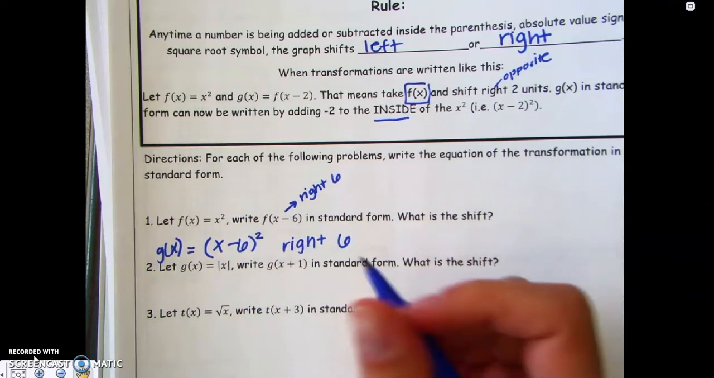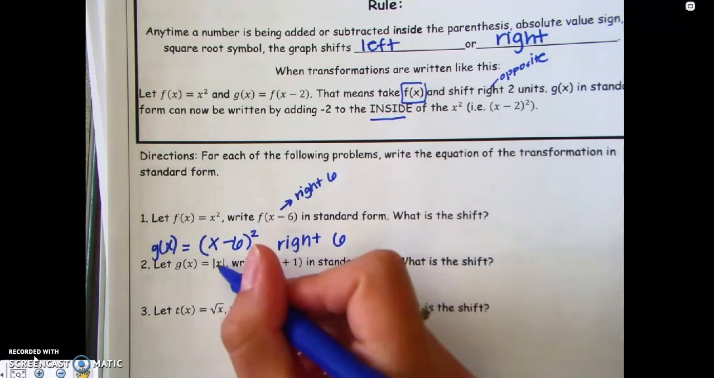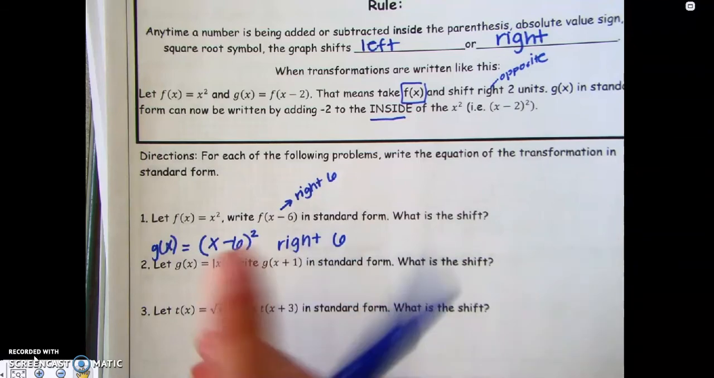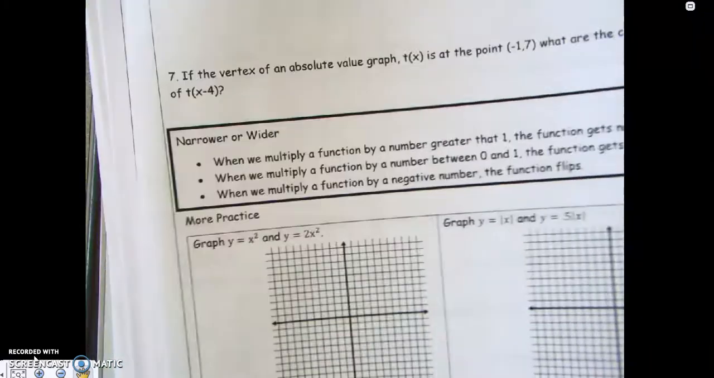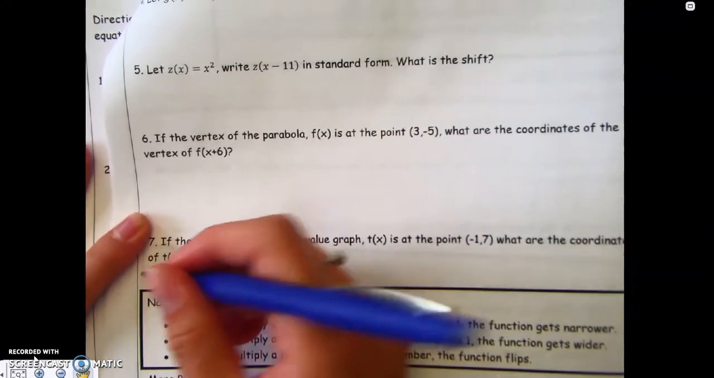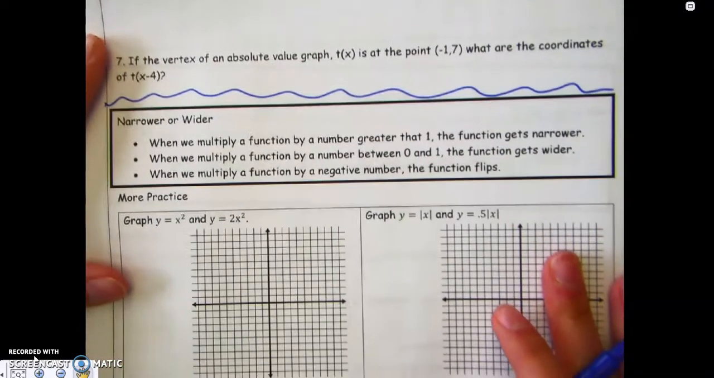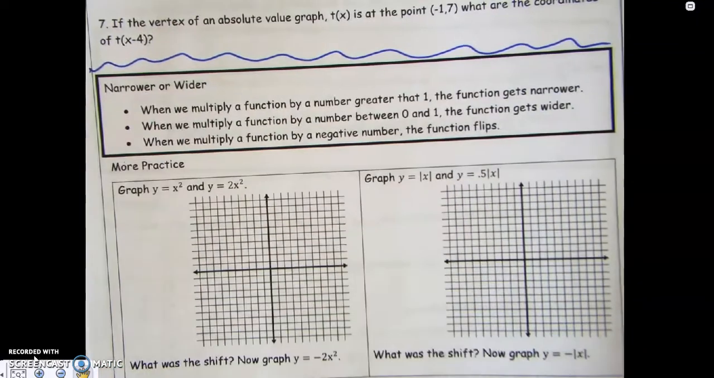Okay. And so you'll do the same with this, and you'll notice that these will all be written inside the absolute value or underneath the radical there. And so your job for this shift is just to finish up to number 7 on the next page. And when you get to narrower or wider, you're going to watch the next video. So this will be the third part of this lesson.